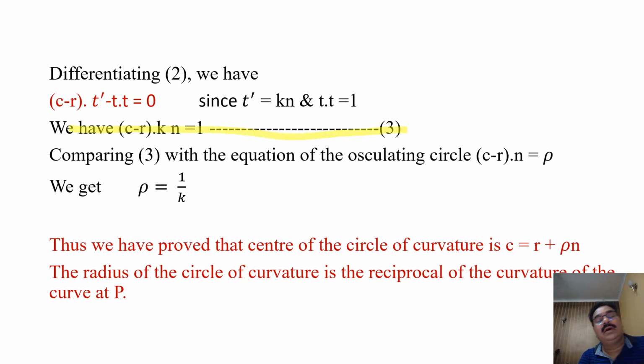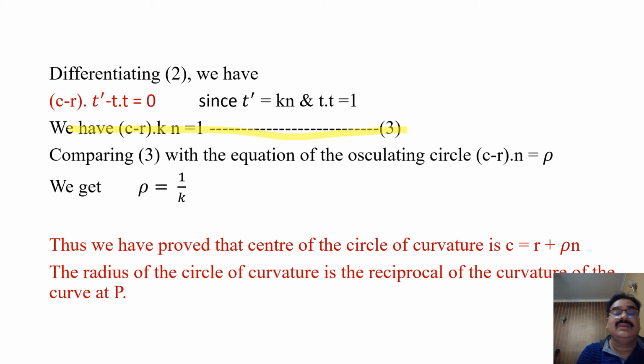Comparing equation 3 with the equation of the osculating circle, that is C minus R dot n is equal to rho, you can rewrite C minus R dot n is equal to 1 by K, and C minus R dot n is equal to rho.